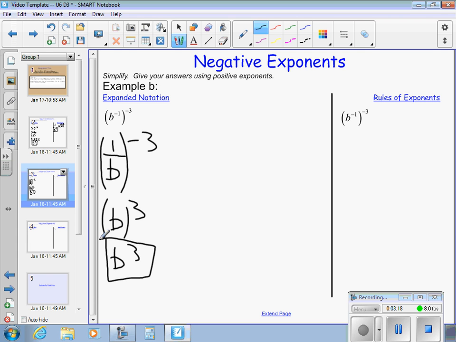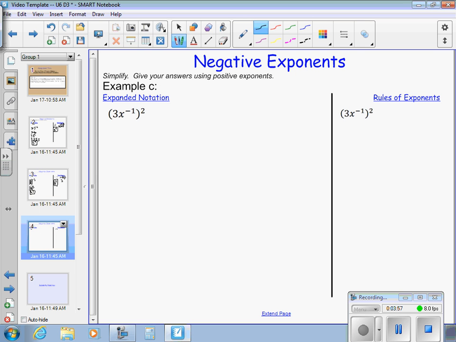Let's try the other approach. The other approach says that if we have an exponent raised to an exponent, we multiply the exponents. So I'm going to take this negative 1 and multiply it by the negative 3, which will, of course, give me a positive 3. So now I have B cubed. Again, both approaches gave me the same answer. If you can remember your rules of exponents, you can see that that actually is probably a simpler way to come to that answer. But either approach is valid.